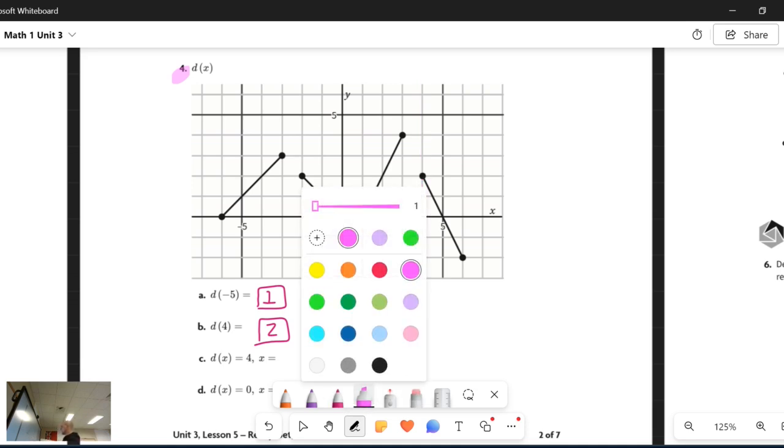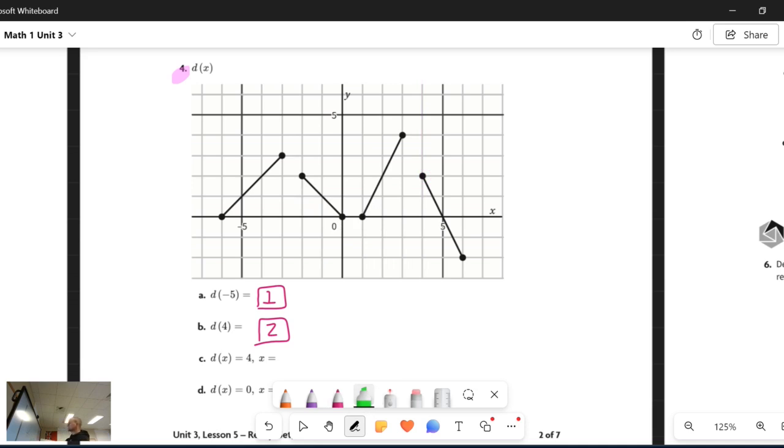All right, we'll reset again. Here's where it gets a little bit different. It's asking when y is equal to 4: 1, 2, 3, 4. We go straight across. How many times do we hit? Only once, and that's when x is equal to positive 3.